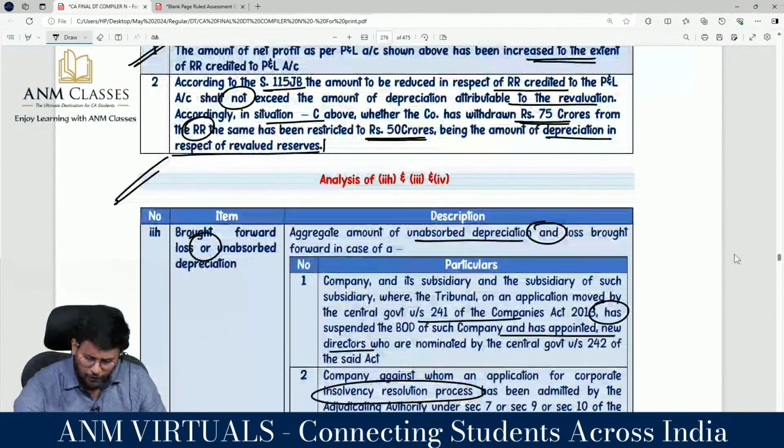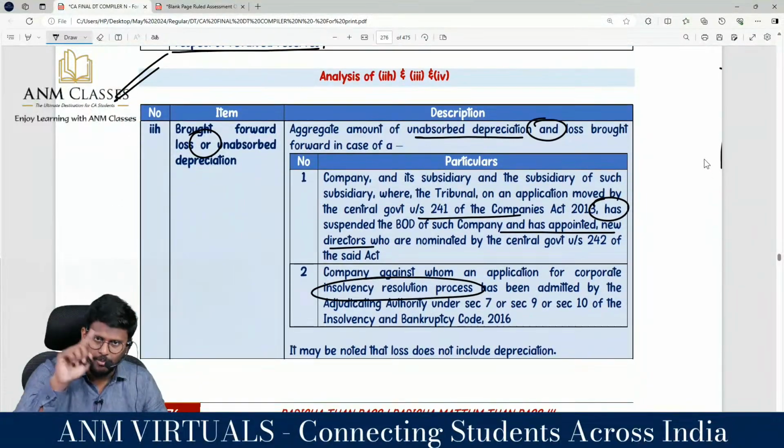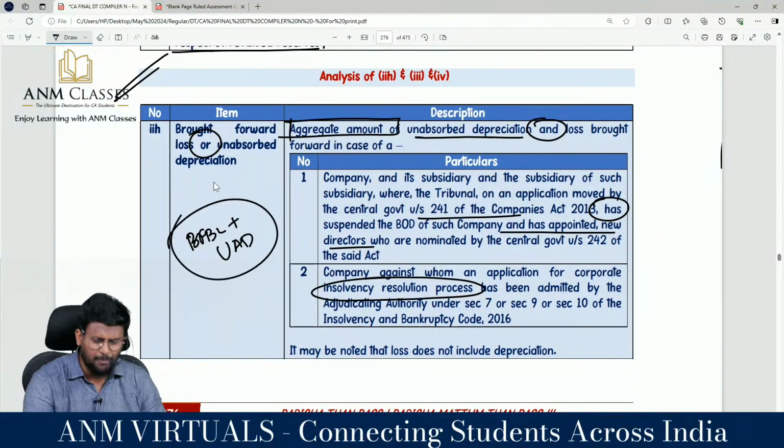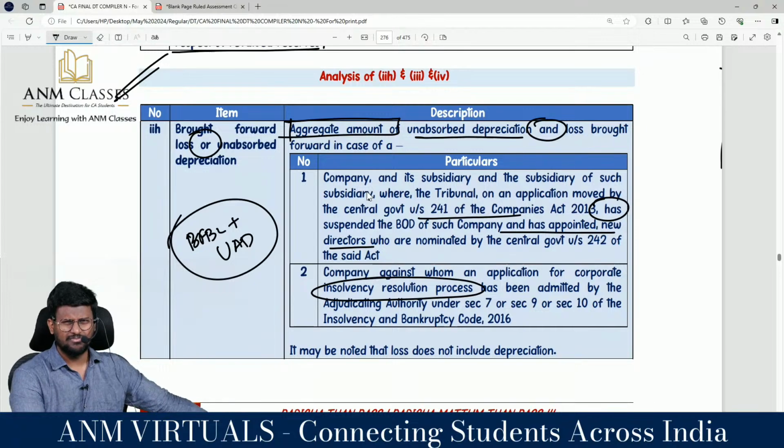Then it is not brought forward business loss or unabsorbed depreciation. It is the aggregate amount. That means brought forward business loss plus unabsorbed depreciation, because a company is going to become insolvent.